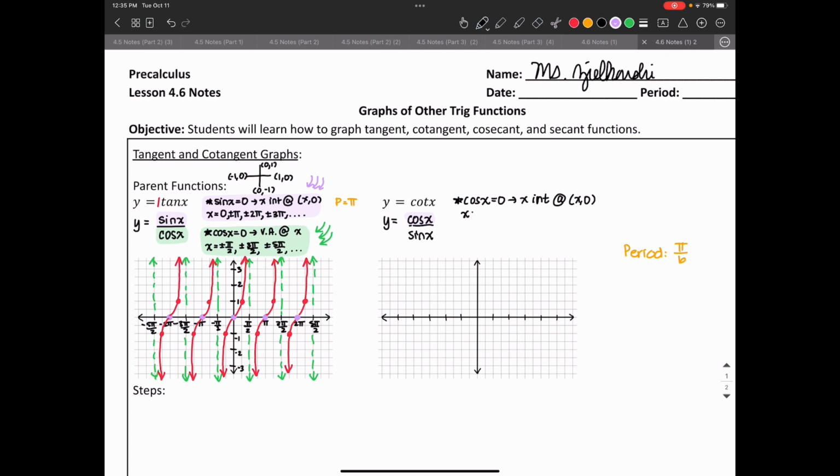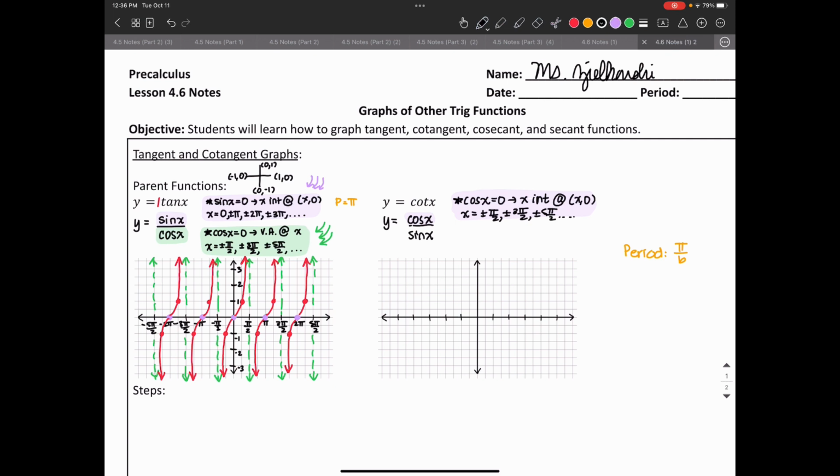And in this case, we already talked about what would make cosine equal to 0, and it's these values here. So plus or minus pi over 2, plus or minus 3 pi over 2, plus or minus 5 pi over 2, etc. So those are the values that would make cosine equal to 0. And so these are going to be my actual x-intercepts in the cotangent graph. So it's flipped from what it was in the tangent graph.